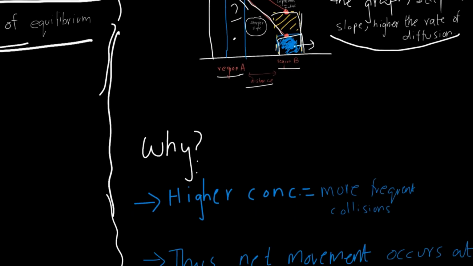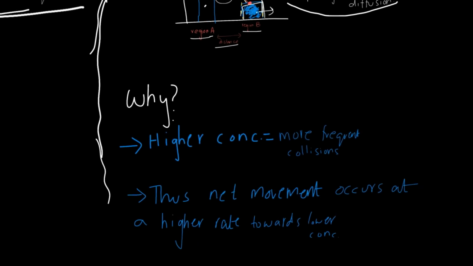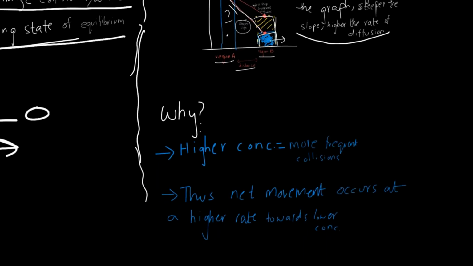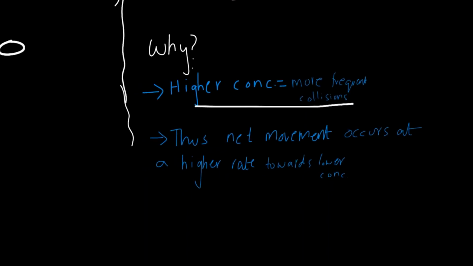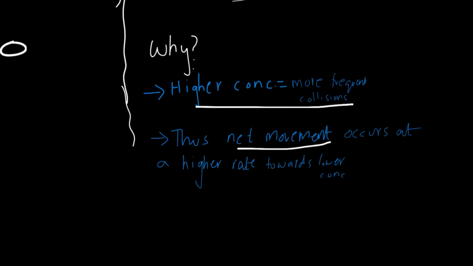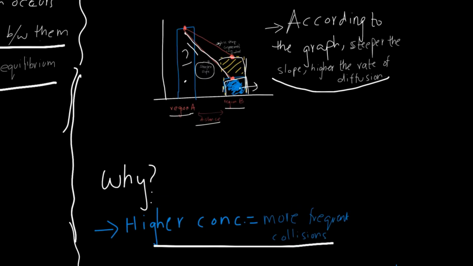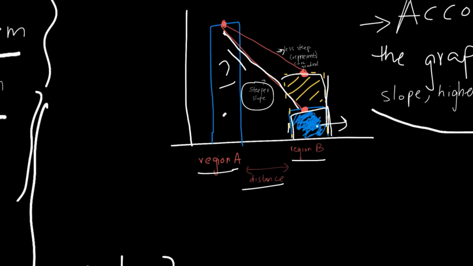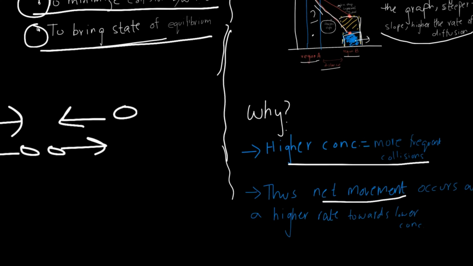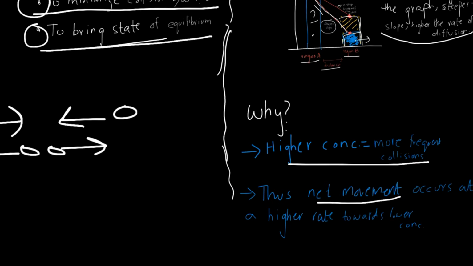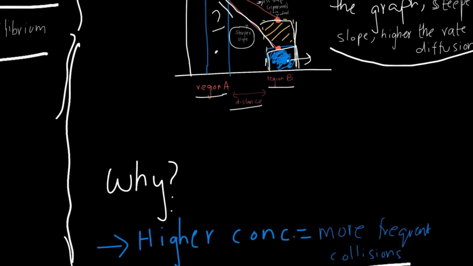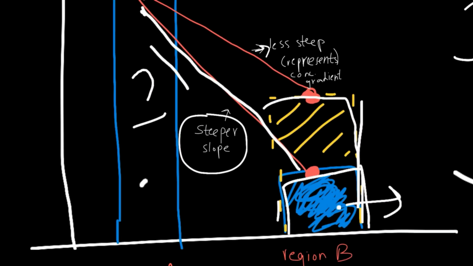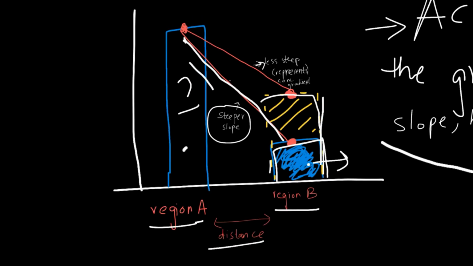Now why, will you ask? Because at higher concentration there are more frequent collisions. We've just learned that, and we've established the fact. As a result, the net movement occurs at a higher rate towards the lower concentration, right? So as it suggests, the net movement occurs at a higher rate because of the concentration difference, or a concentration gradient that is provided, right?